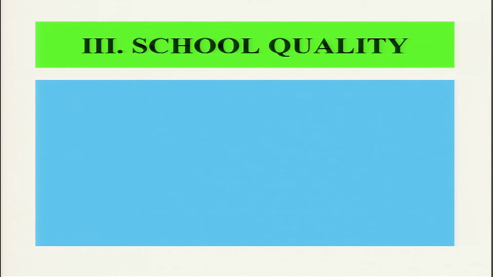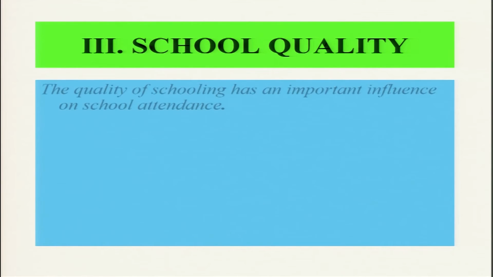Now let us look at another factor, the school quality. Children drop out from school because of the school quality. The quality of schooling has an important influence on school attendance. This is a very important point.